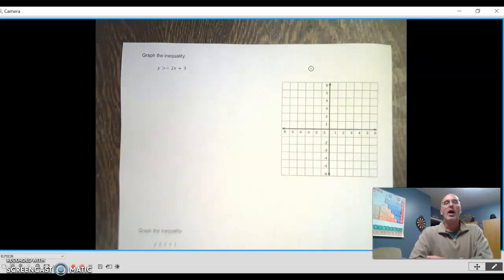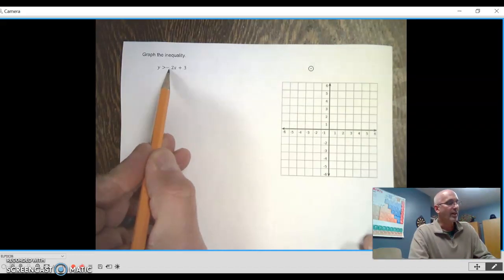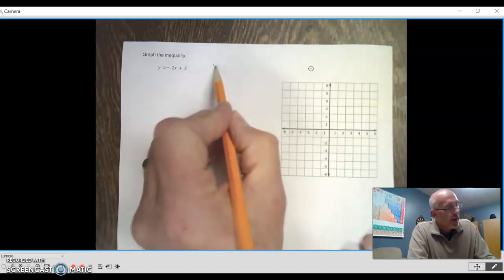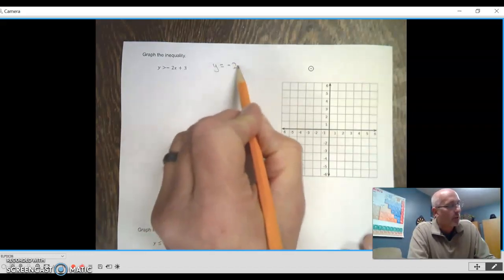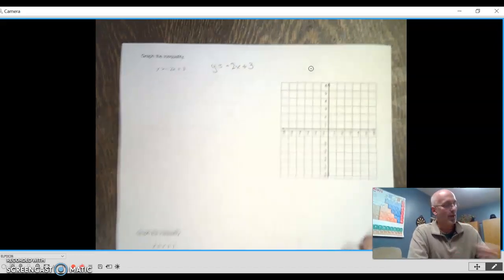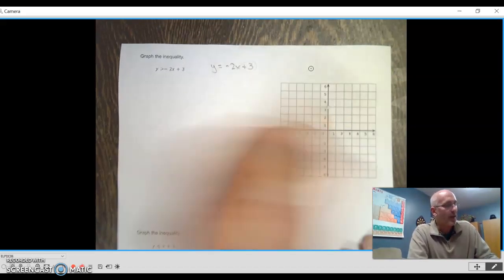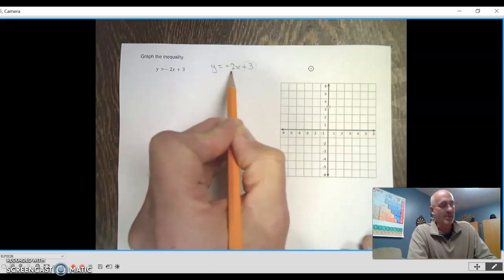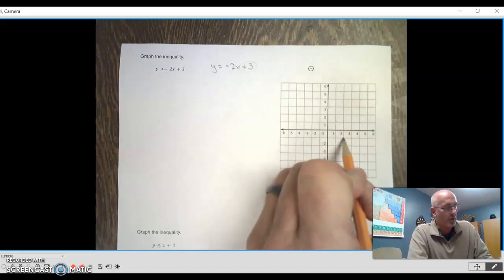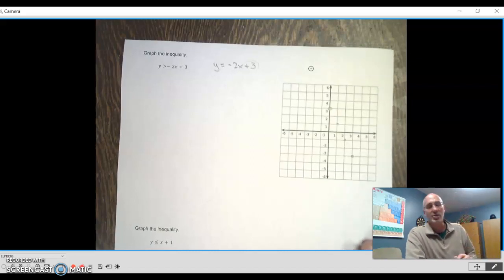Okay. So I want to graph the inequality y is greater than negative 2x plus 3. The first thing we are going to do is graph the equation y equals negative 2x plus 3. So we first find our y-intercept, which is at 3, and then our slope, m, is negative 2. So we go down 2 over 1, down 2 over 1, down 2 over 1. Now we can see our line starting to take shape.